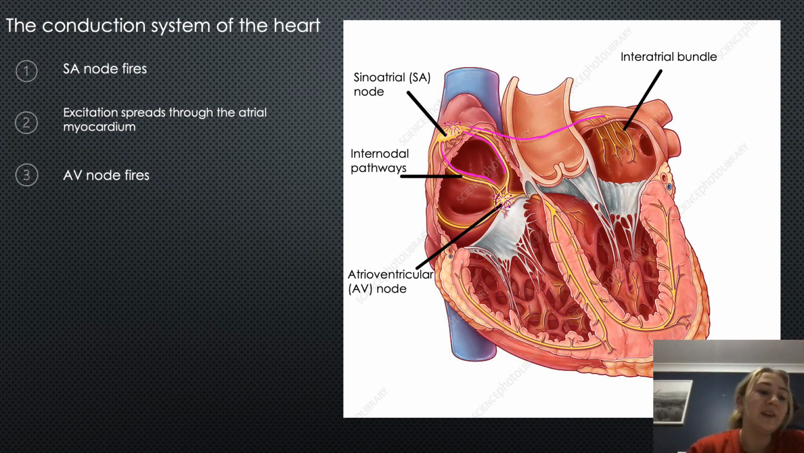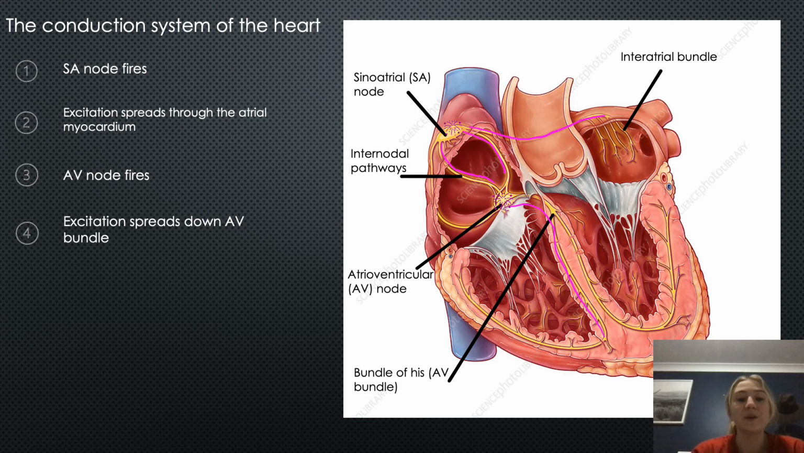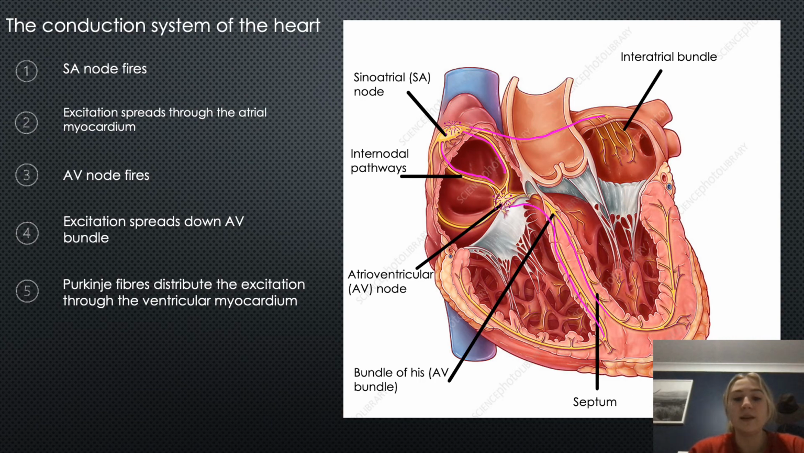From the AV node, there is a minimal delay before it continues down the septum into the bundle of His, also known as the AV bundle. These branches in the AV bundle then divide into the Purkinje fibers. So down the septum into the Purkinje fibers. This then has the ability to reach all parts of the lateral ventricular wall. The electrical signal dictates when and for how long the cardiac muscles contract, which ultimately moves the blood in the intended direction.